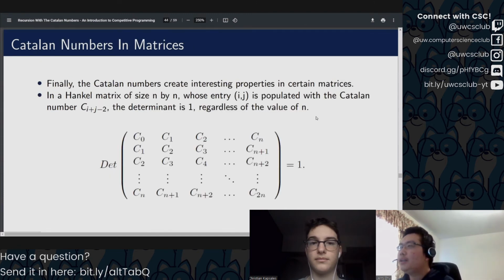Finally, the Catalan numbers create very interesting properties in certain matrices. In fact, in a Hankel matrix of size n by n, whose entry i,j is populated with the Catalan number c of i plus j minus 2, the determinant is 1, regardless of the value of n, as shown below.